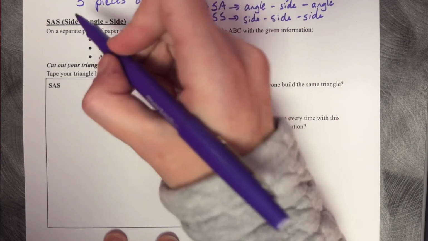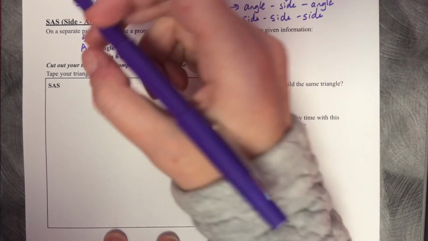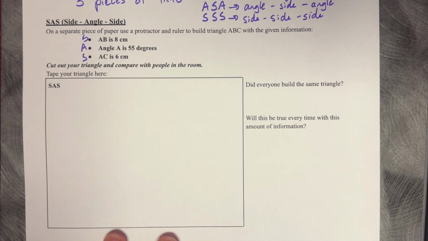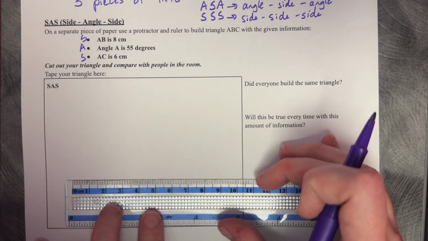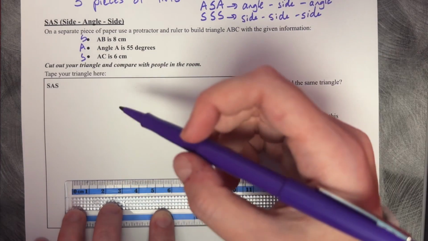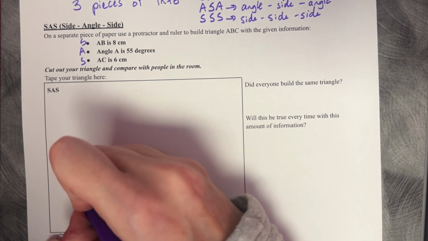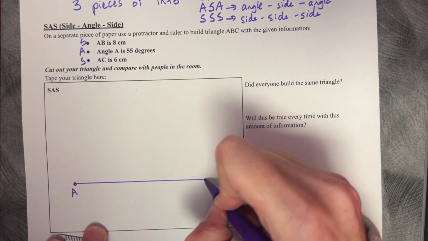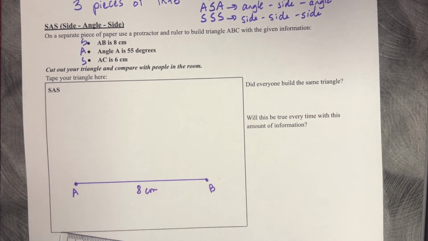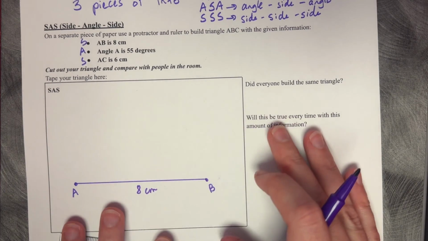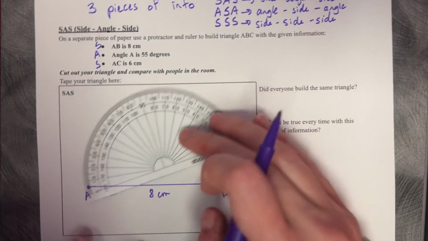So AB is a side, angle A is an angle, and AC is another side. So this is going to be a lot like the warm-up. It says side angle side, AB is 8. I'm going to put that down kind of in the bottom of my box here. So that's AB, and that's 8 centimeters long. Then they want us to build angle A coming off of that at 55 degrees.